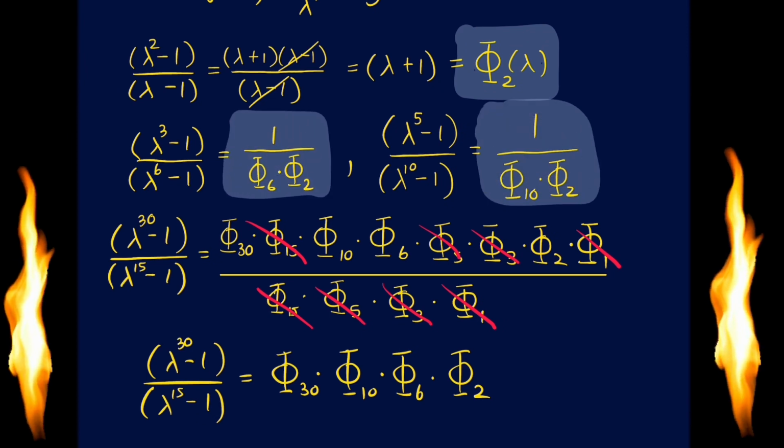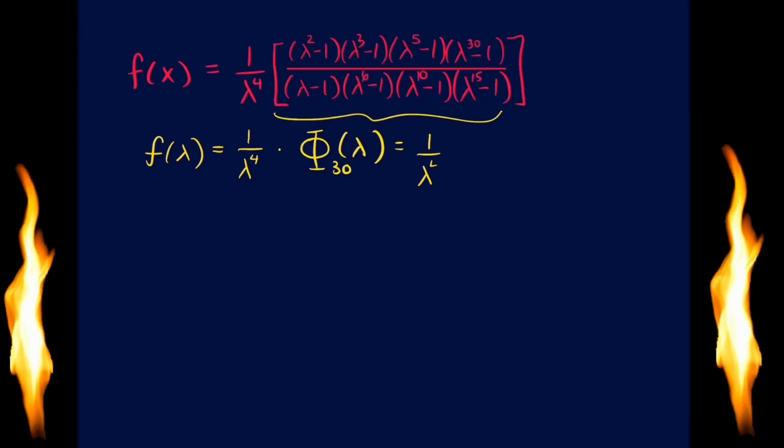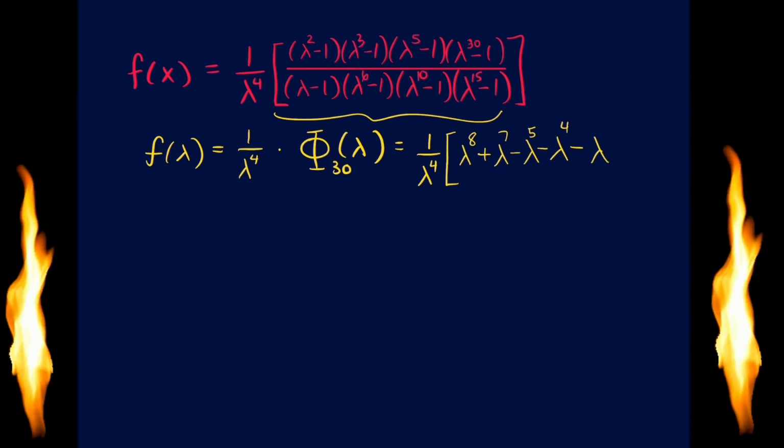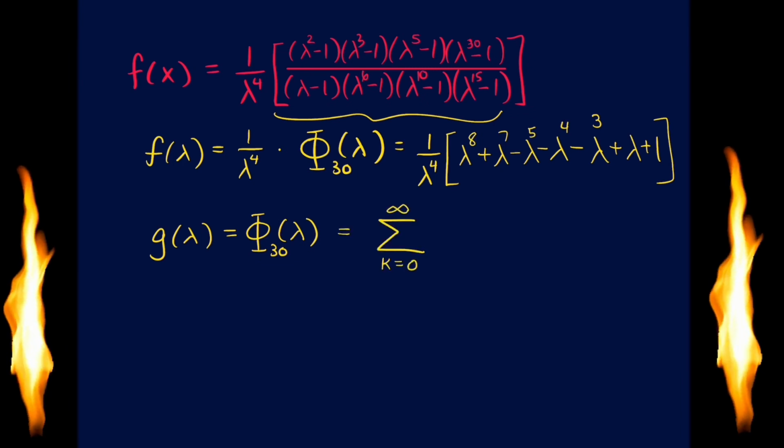And now it's just a matter of multiplying these all out to simplify what we're going to see. A lot of things cancel here. So when we multiply all of that out, we just are left with the cyclotomic polynomial 30. And we can calculate what that is in terms of lambda, which is really just some sort of alternating series. So we can write this as a power series in shorter notation.